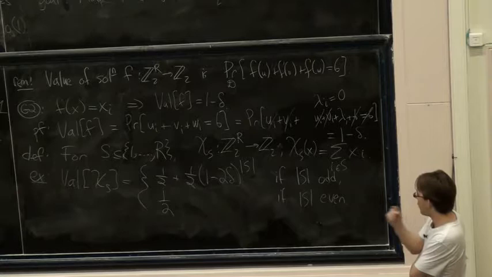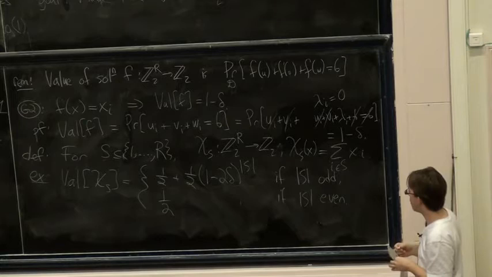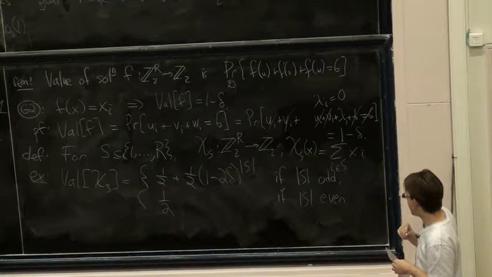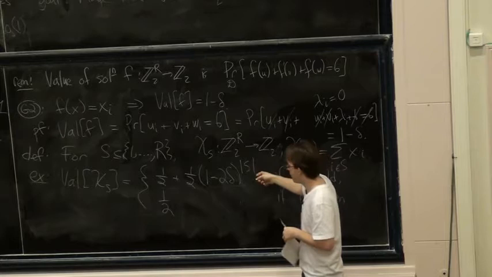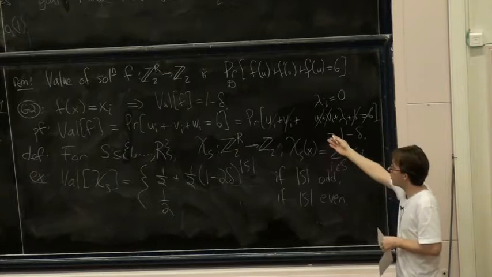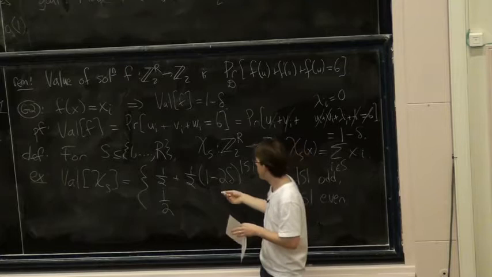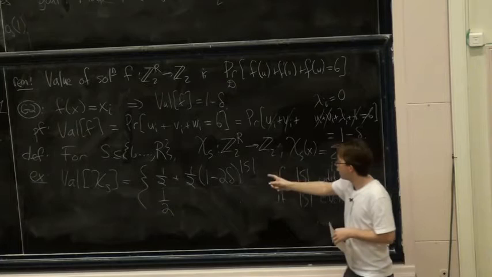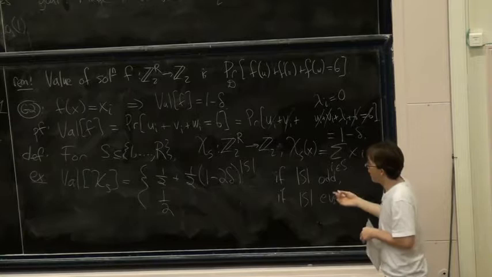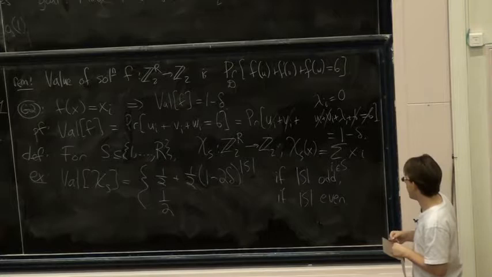To stare at this a bit more, suppose we were only considering f's which were chi's, which were homomorphisms or linear functions. If cardinality of S is like 1 or 3 or 5 or 7, then this is going to be quite close to 1. So overall, the value will be quite close to 1. If the cardinality of S is 0, so it's a constant function, it's 1/2. And more importantly, if the cardinality of S is very large, then this factor will quickly go to 0. So if S is very large, then the value will be close to 1/2. Well, if S is even, it's always 1/2.